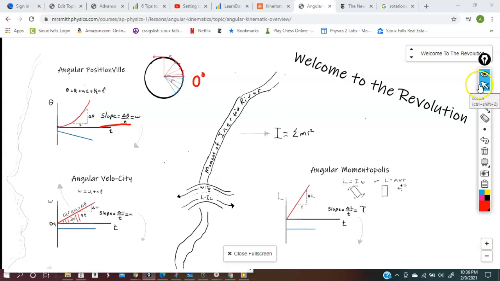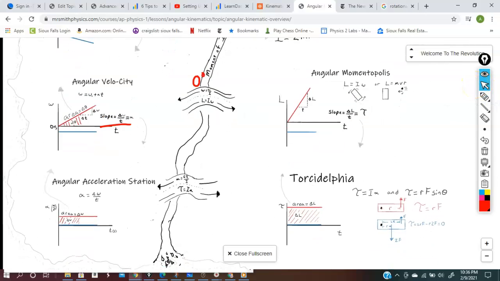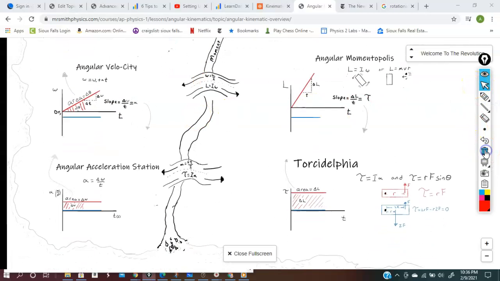And so we go down to our angular acceleration, and it has that same relationship. The slope of an angular velocity time graph is our acceleration. The area under an acceleration time graph is our change of velocity. I think I said that wrong before. The slope of an angular velocity time graph is the acceleration.